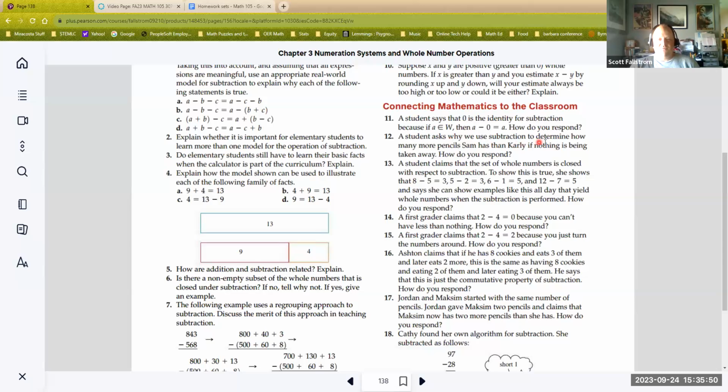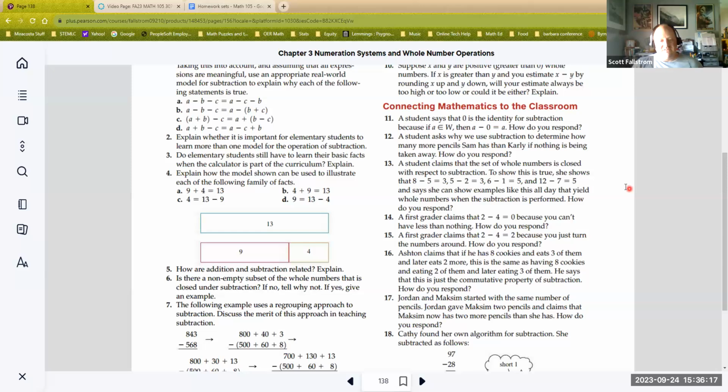Student asks why we're using subtracting to determine how many more pencils they have if nothing is being taken away. So this is linked to possibly one of the techniques or models that we saw in section 3.3. So again, how many more pencils do you have? You're not taking away. So again, this comes back to the student's understanding of subtraction and maybe your own. You think of subtraction as being something being taken away. It does not have to be taken away.